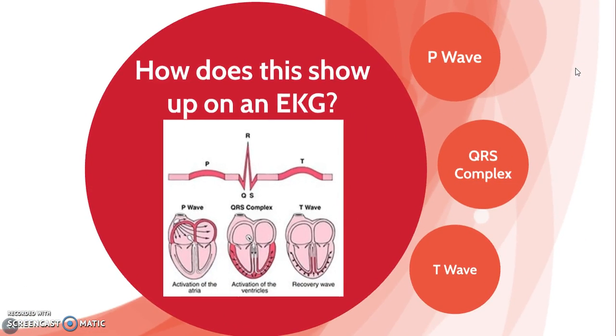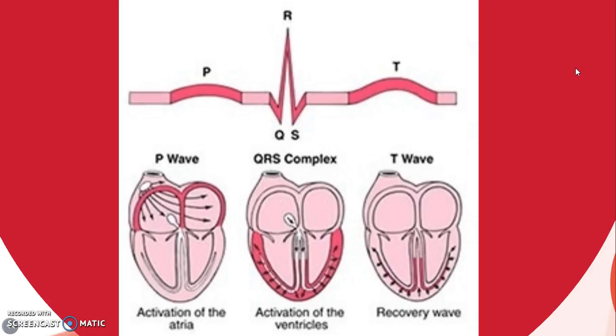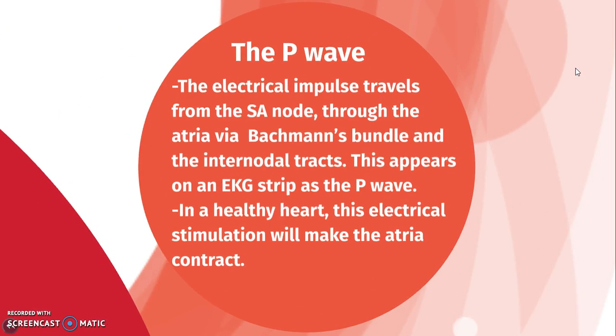So how does this show up on an EKG? Let's take a look. The electrical impulse travels from the SA node and through the atria via the Bachmann's bundle and the internodal tracts. This appears on the EKG strip as the P wave. In a healthy heart, this electrical stimulation will make the atria contract. So in other words, the P wave is the depolarization of the atria.